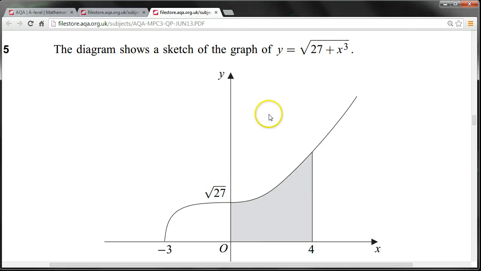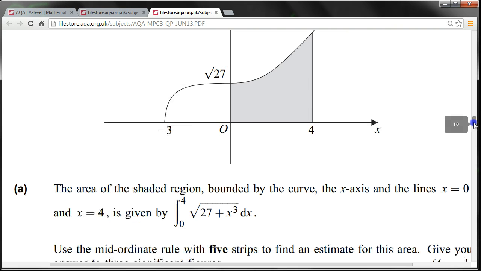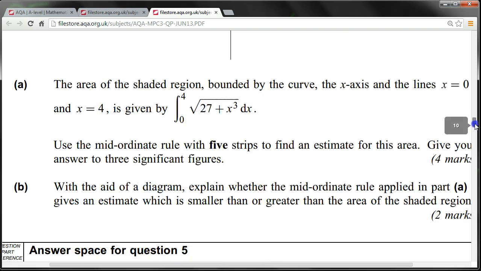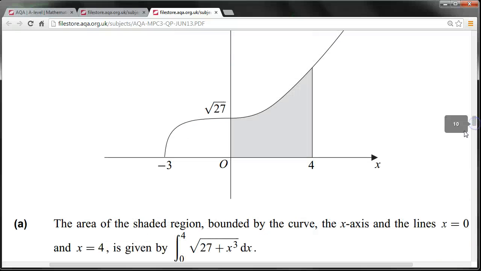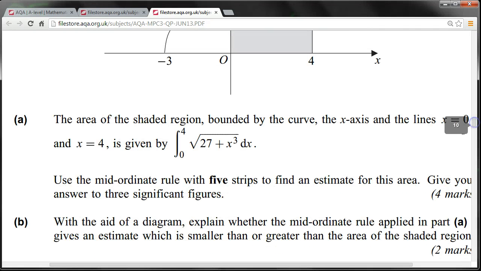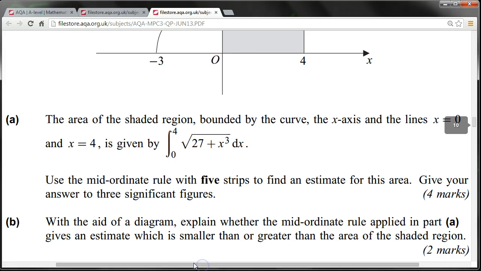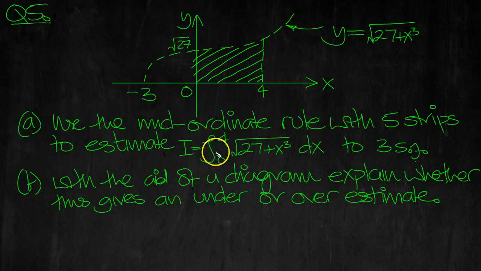Okay, here's the question then. There's the graph, and here's the question, parts A and B. Okay, I've summarized it here. We need to use the mid-ordinate rule with 5 strips between 0 and 4 to evaluate this integral, which corresponds to this shaded region here.